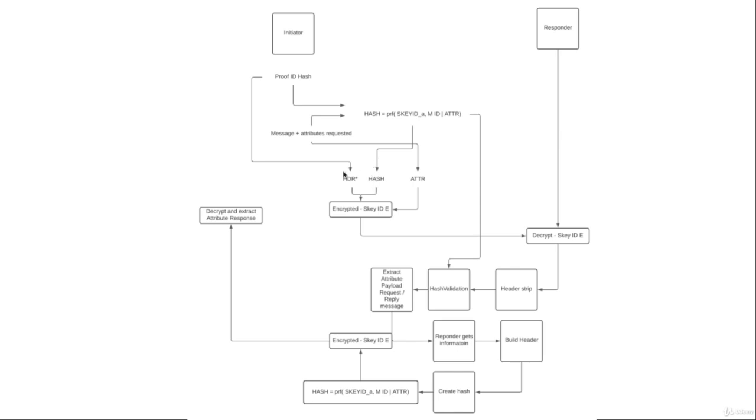The initiator encrypts using SKEYID_E and sends the message to the responder. The responder gets the message and decrypts it using SKEYID_E. It will then extract the header. It will then do the hash validation and extract the attribute requested. It will then gather the reply and will do the same thing in reverse, sending it to the initiator who would extract the answer.